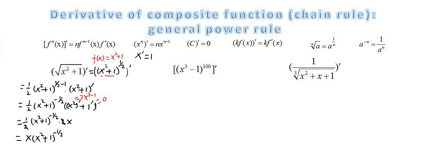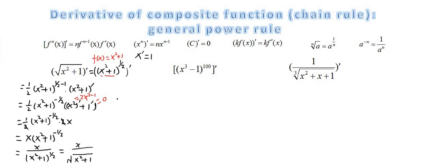Since here we have a negative exponent, we can continue to simplify it using the last formula. So we can get x divided by x squared plus 1 to the power 1/2. And again, here is the power 1/2. Now we can use this formula. Now we can get x over the square root of x squared plus 1.